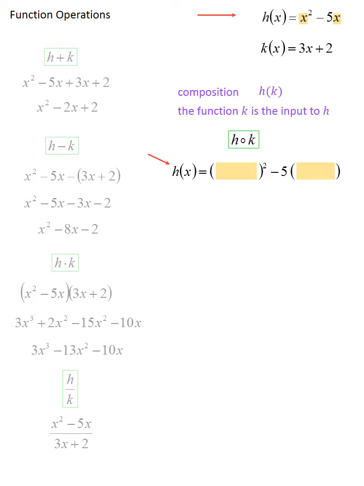Why did I do that? Well, because I'm doing h composed with k, this k function right here is going to be the input into the h function, and so 3x plus 2 goes into both of those slots. That's not the final answer to this problem, but that's precisely what it means to compose two functions. It means to plug one into another.